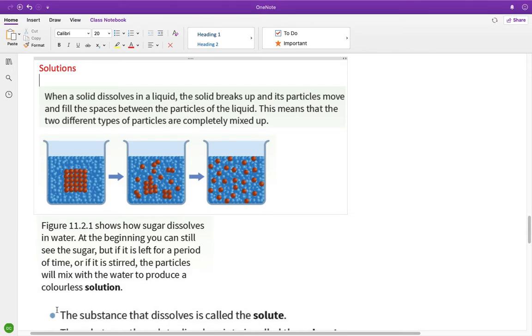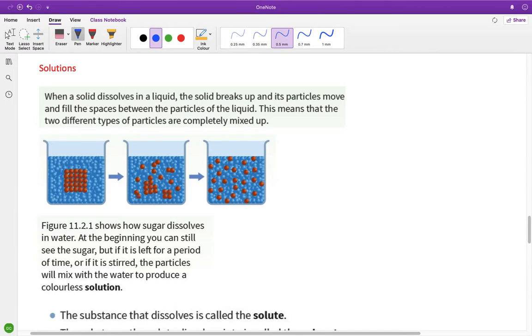So if you look at this, this is supposed to be a depiction of how sugar dissolves in water. Initially you put it in and you can still see the sugar, but if you just leave it alone or get a spoon and stir it, this is what starts to happen. This is where the particles mix with the water, and now what you have is a solution.